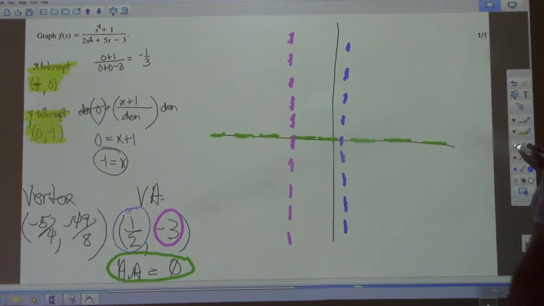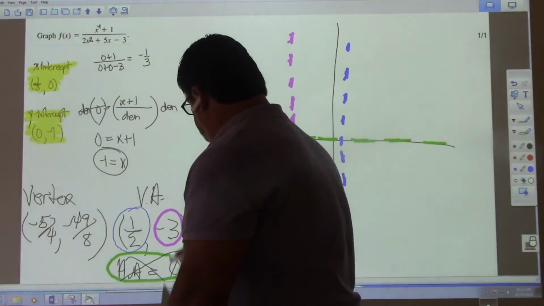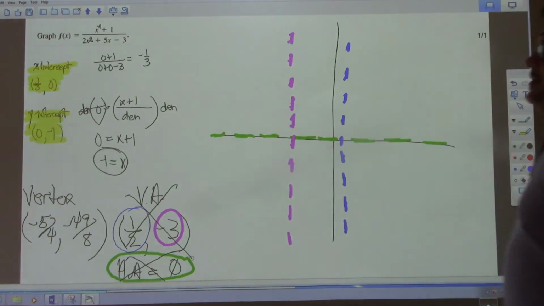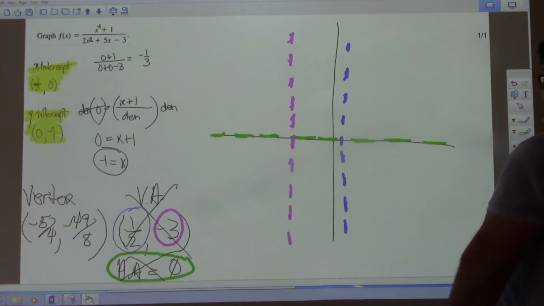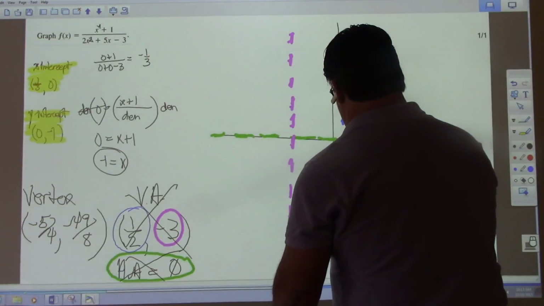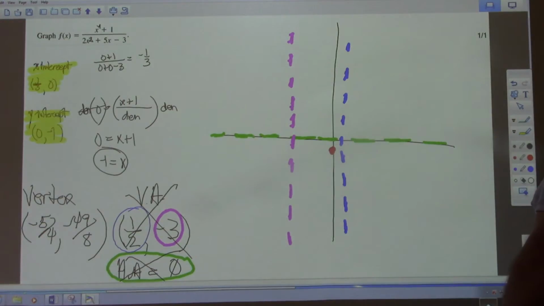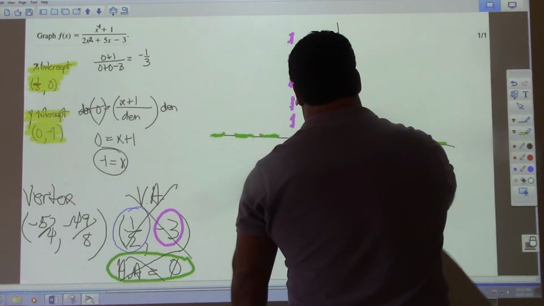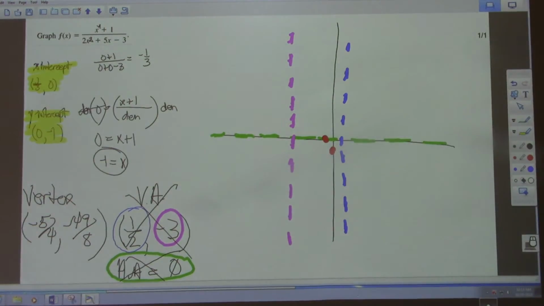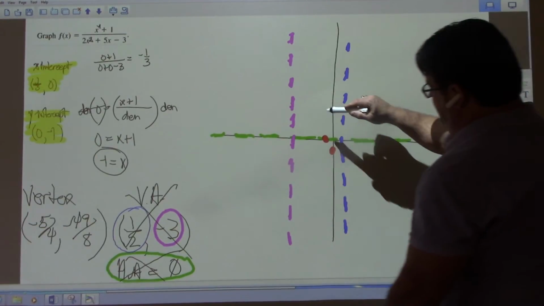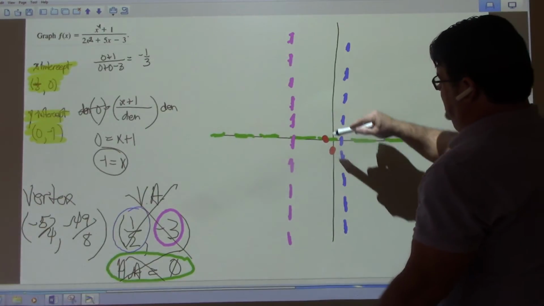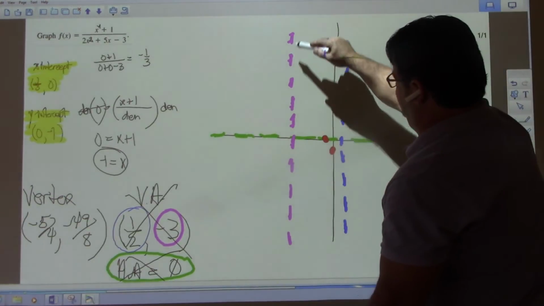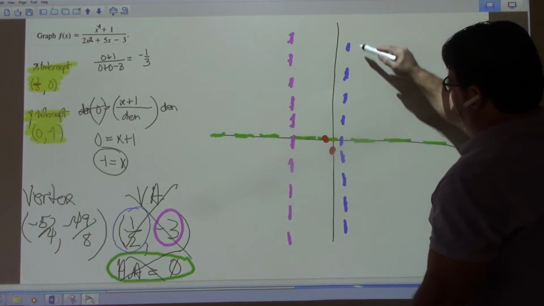Okay, so that takes care of that and that. Let's go with the y-intercept and the x-intercept. The y-intercept is 0, negative 1. So I'll take my red marker and I'll just put a dot right there. And then the x-intercept is that negative 1/3? Yeah. Negative 1/3. Now, there's not really any way to tell how this looks, but you know at least it's crossing right in here. I would say it could be doing something like this. I don't know. And then something like this.